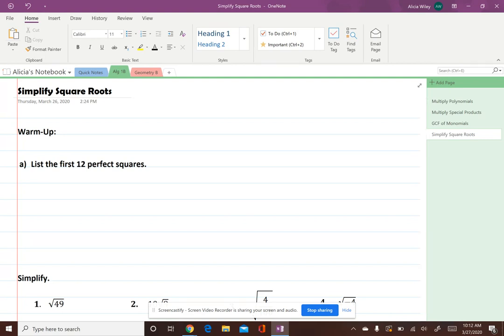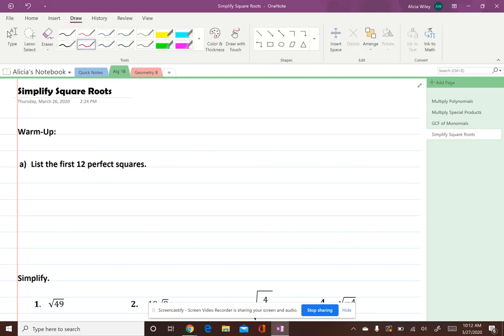at the warm-up. The warm-up says list the first 12 perfect squares. So I want you to think about what a perfect square number is and list out the first 12 that you can think of. Okay, I'll give you a hint. The first one is going to be 1. That's not a lot of help, but it gets you started, right? So pause this video and take a moment and list out the first 12 perfect squares.